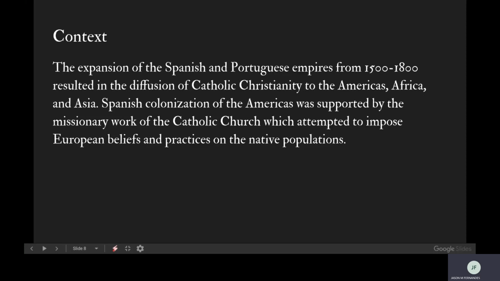So again, don't spend a lot of time on your context. 2-3 sentences that lay out the bigger picture that this is happening within, okay?